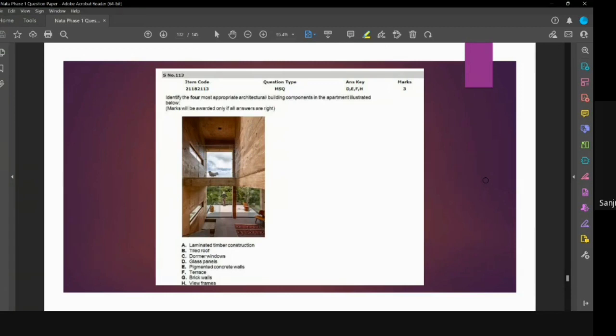Here in this image, they have asked us to identify the 4 most appropriate architectural building components in the apartment illustrated below. So the image is of an apartment, and they've asked us to identify 4 most appropriate architectural building components. So first of all, we can see glass panels, then we can see pigmented concrete walls. We can see the terrace. Also view frames. So the correct options are D, E, F, and H.